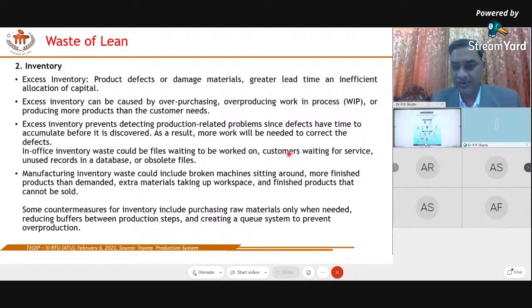Let's take an example from the service point of view: customers waiting for the services, or unused records in the database. Like if you purchase an AC of LG, or Carrier, or Blue Star, or any other organization, the best service is LG. And the initial cost of an LG AC is lesser than all the other products. But some of the companies don't have their service center in Jaipur. So if you call the LG service center, immediately your problems will be resolved. If you call Blue Star, maybe their service centers are not in Jaipur, so it takes 2 to 3 days. Means it is the waiting time. And during summer, you can't wait for 2 to 3 days, you need the service immediately. So customers waiting for the service, unused records in the database, or obsolete files.